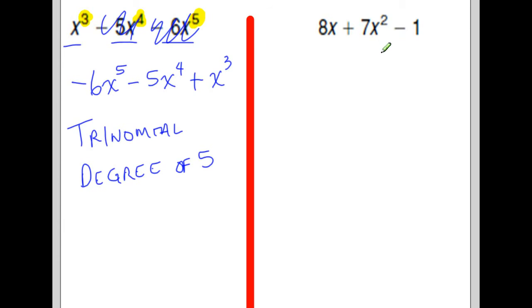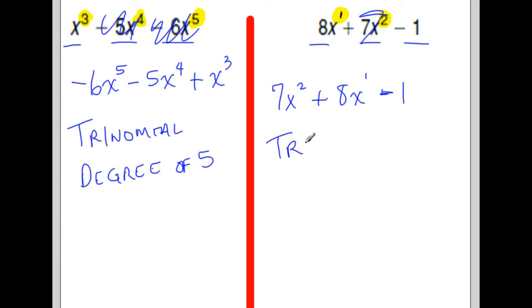Alright, let's look at this guy. Let's look at the terms. Now, first of all, there's a 2. Now, what is the exponent with this x? Well, it's 1. So I get to highlight that guy, and it becomes 1. There are 3 terms. 1, 2, 3 terms. I want the term with the highest exponent. 7x squared is done. Plus 8x to the first minus 1. That's a trinomial. And it has a degree of 2.